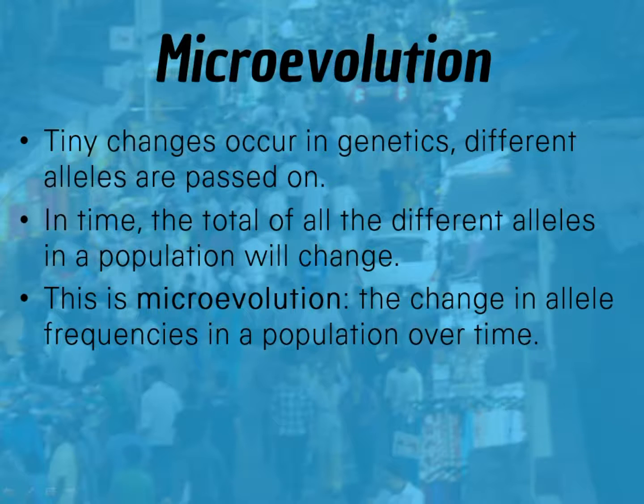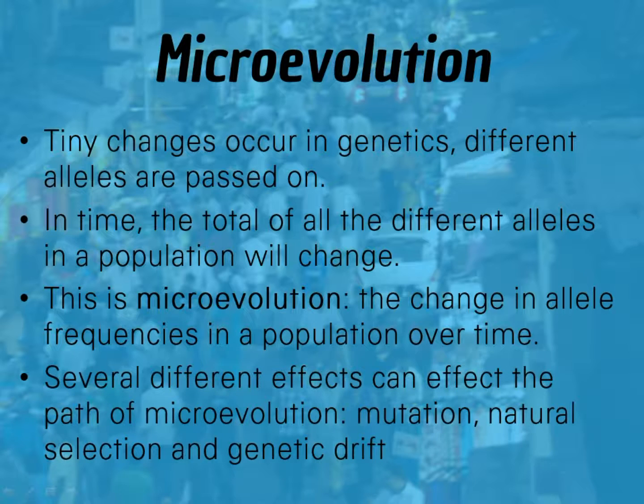So there is a change in the allele frequencies of a population. Some alleles will become less common, the ones that offer less of a survival advantage probably, and some alleles will become more common. So now what we're going to do is to look at some of the different effects that can affect the path of microevolution: mutation, natural selection, and genetic drift.